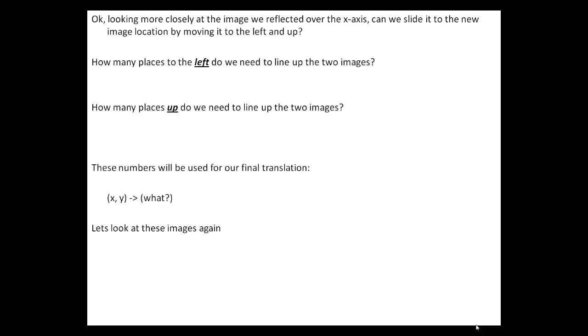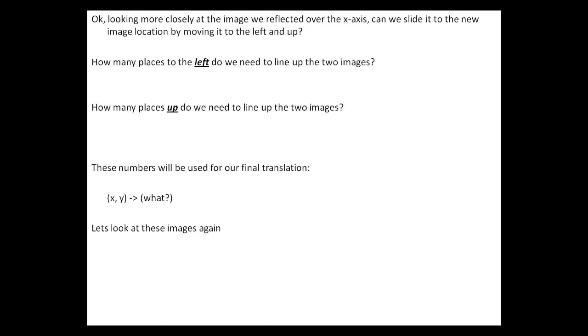Looking more closely at the image reflected over the x-axis, can we slide it to the new image location by moving it to the left and up? How many places to the left do we need to move to line up the two images? How many places up do we need to move to line up the two images? These numbers will be used for our final translation. (x, y) is being moved to what?